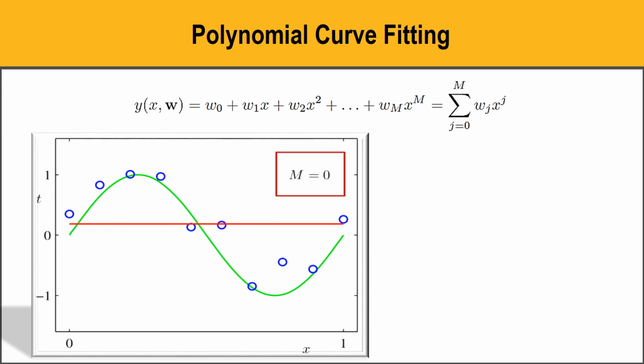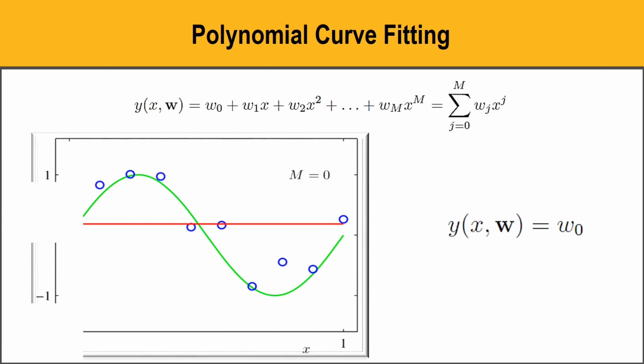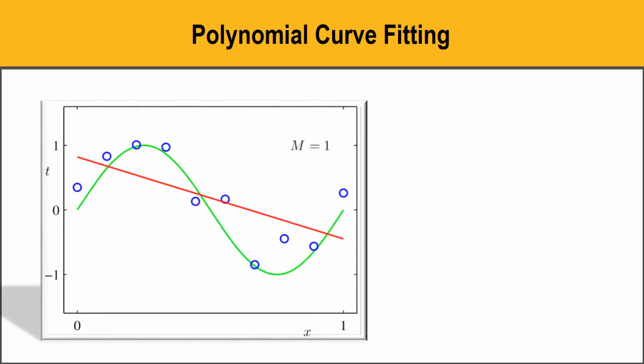When your m value is 0, y of x comma w is equal to w0. Our model which we are fitting is this red line, and it doesn't fit our original data. That is m equal to 0, only a constant straight line. When m is equal to 1, y of x comma w is equal to w0 plus w1x. Again it's a straight line with a slope, and the slope depends on the w1 value.